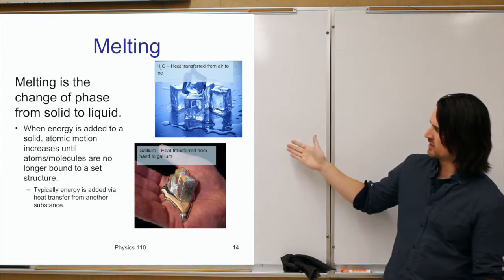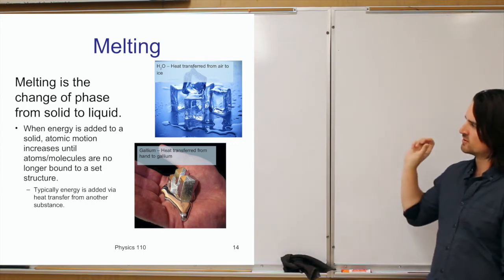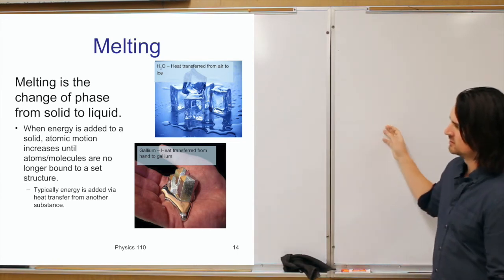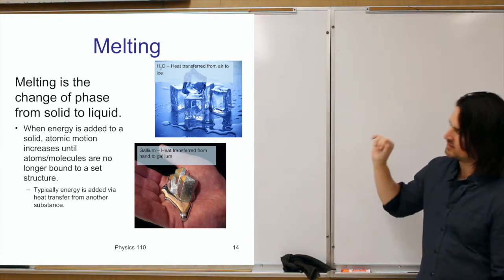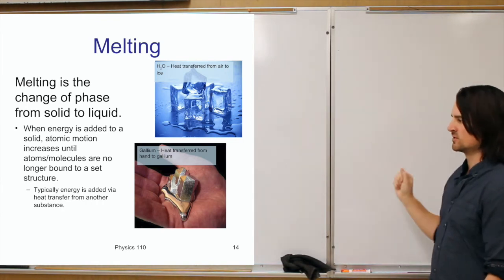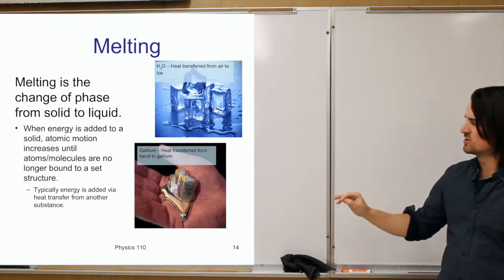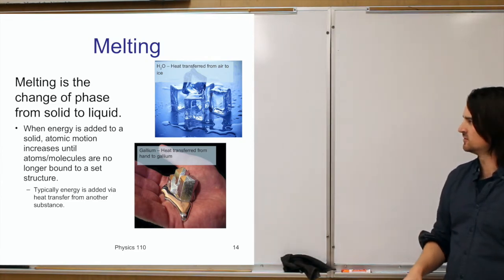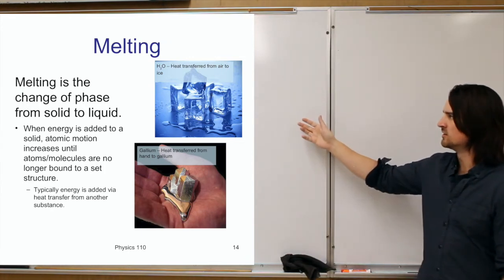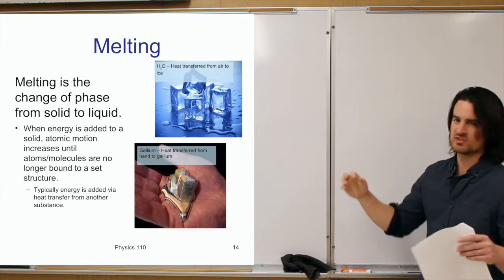And again, remembering that in each of these cases, if you want to change a material from one phase to another, you need to add or remove energy from it. So by going from a solid to a liquid, you need to add energy to a solid in order for it to become a liquid. And typically, we're going to think about that energy being added as heat being transferred in some way. So, for instance, if you just place some ice cubes on a table, then heat is going to transfer from the air into the ice cubes, and it causes that ice to melt.